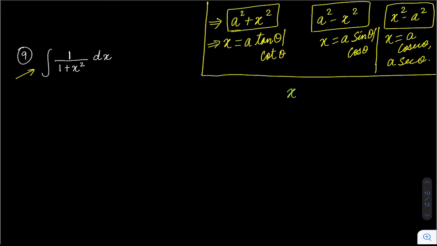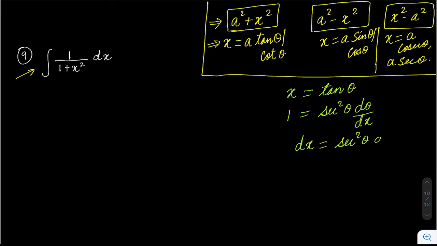So let's use a is 1 here. Let me just write x as tan theta. When x is tan theta, let me differentiate this. So 1 is equal to, differentiation of tan theta is secant square theta d theta over dx. And from this I am getting dx as secant square theta d theta. Right? Okay, so let's use this.